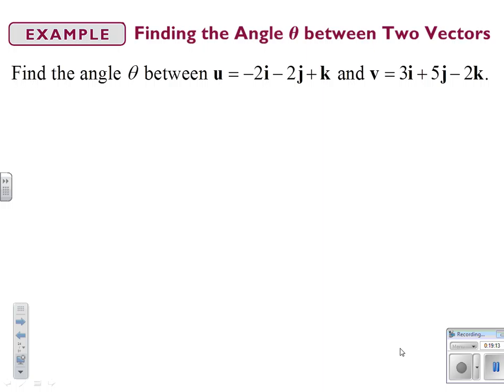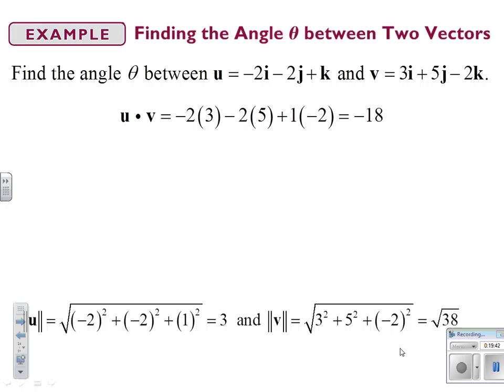Okay, so we want the angle theta between u equals negative 2i, negative 2j plus k, and v equals 3i plus 5j minus 2k. So we're going to find the dot product, which is negative 2 times 3 minus 2 times 5 plus 1 times negative 2. That's negative 6 minus 10 is negative 16. Minus 2 more is negative 18.